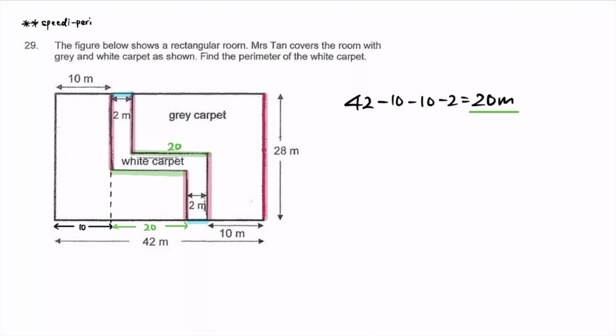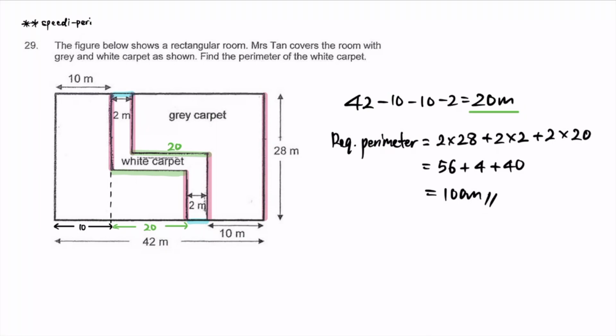So what do we have for the perimeter? Two greens, 2 purples, 2 blues. The perimeter is therefore 2 28s, the purples, 2 2s, the blue part, and 2 20s, the green parts. Therefore, the perimeter is 100 meters.